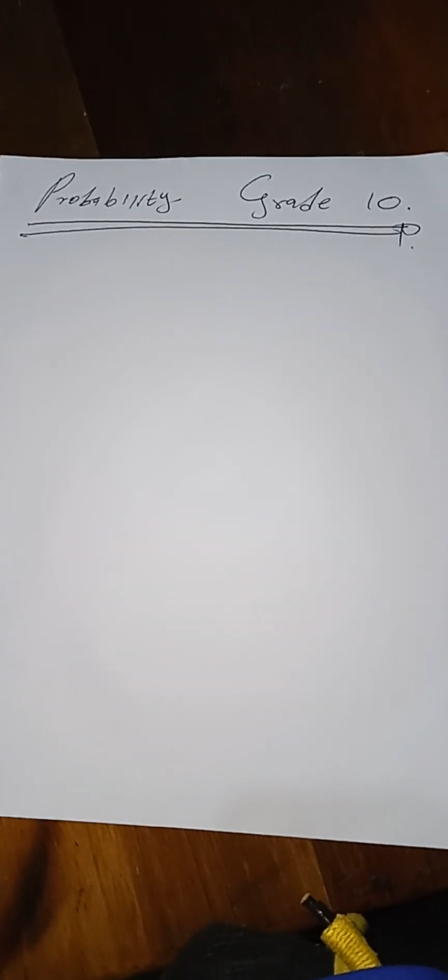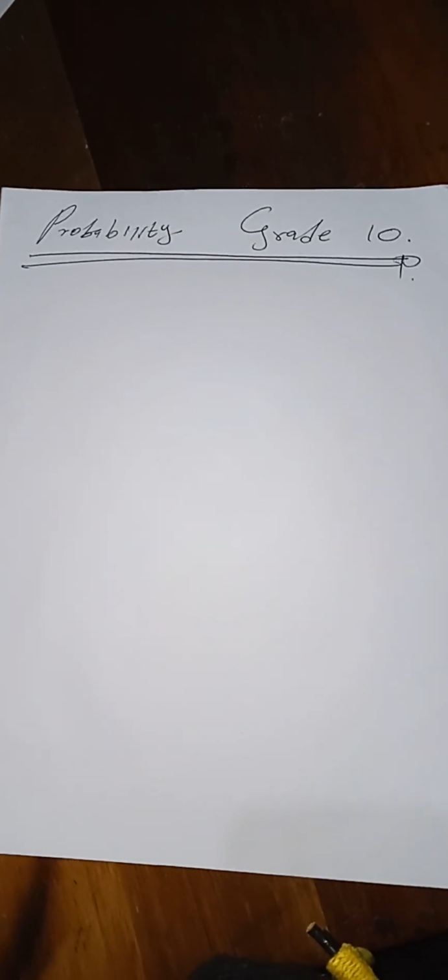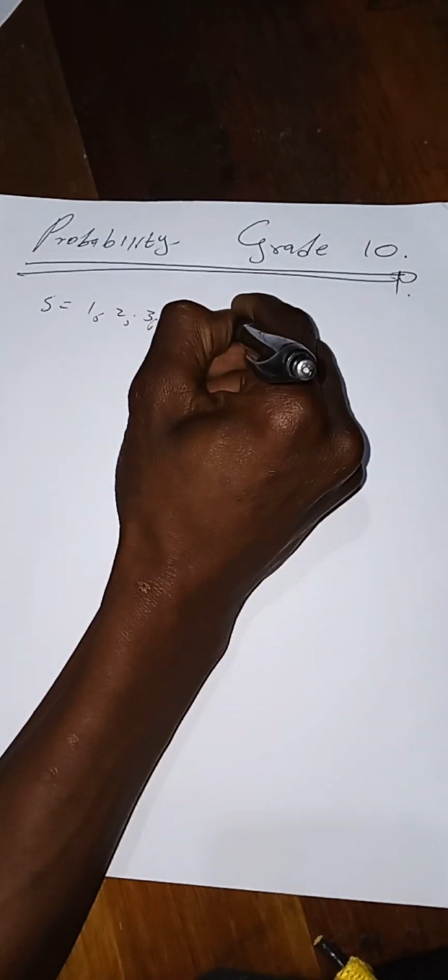Now we are going to look at probability, Grade 10, the basics of probability, how most learners can understand what probability is. In most cases, when we speak of probability, we are speaking of possible chances out of all the chances that we have for a certain event. So let's take a fair dice as an example. A dice has 6 sides, named 1, 2, 3, 4, 5, 6.